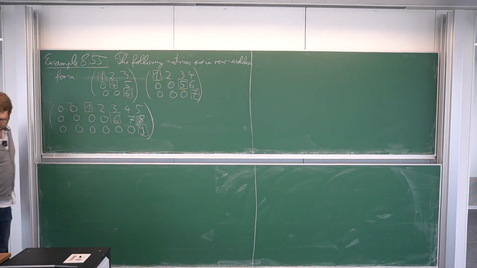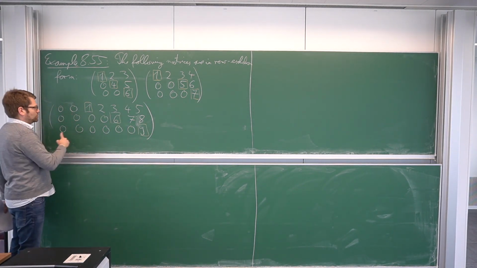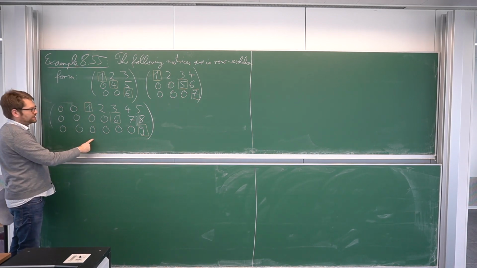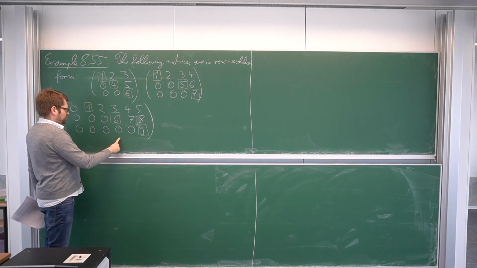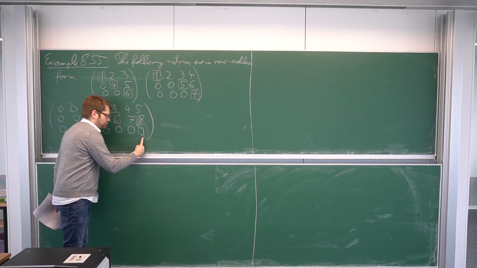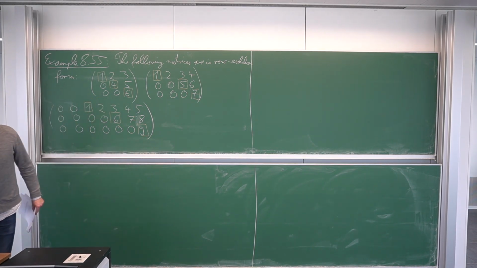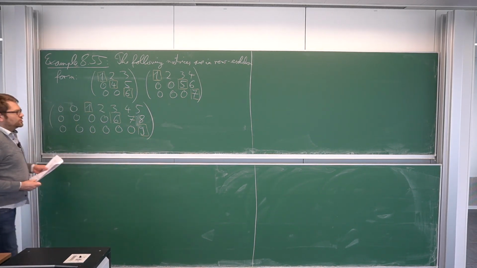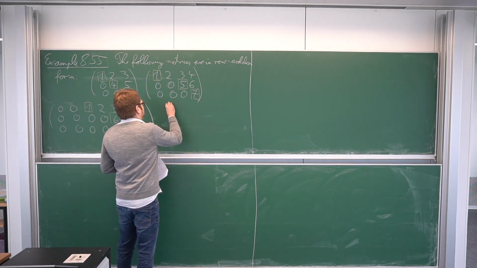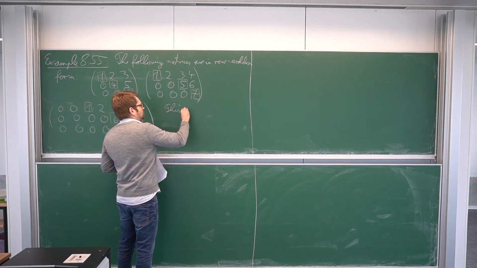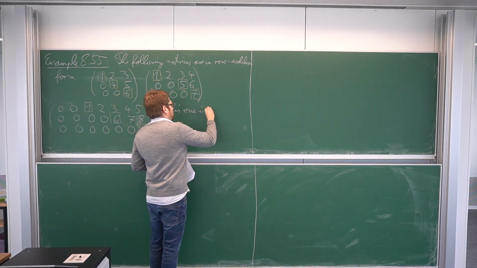And so the column indices are then here. J1 would be 3. This is the third column. J2 would be 5. This is the fifth column. And J3 would be 7, which is the seventh column here. Okay, so these are in row-echelon form, and just one example of a matrix which is not.